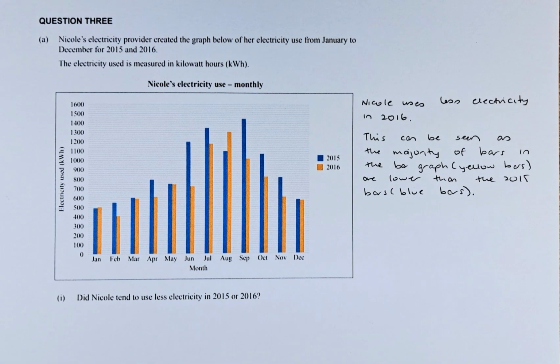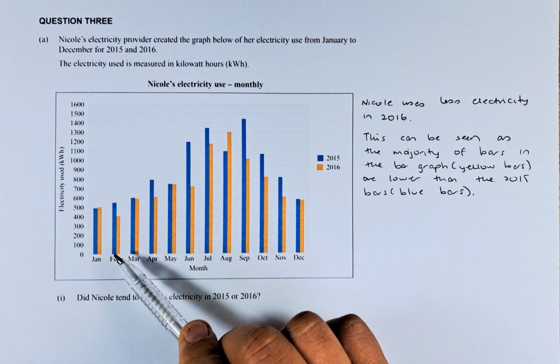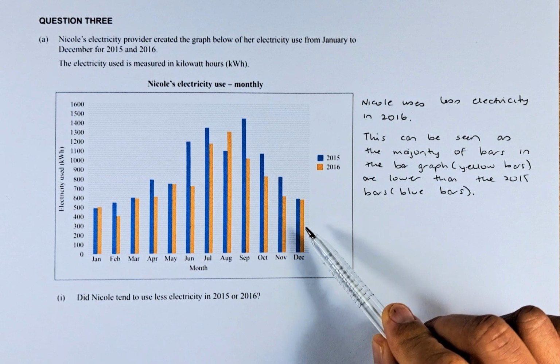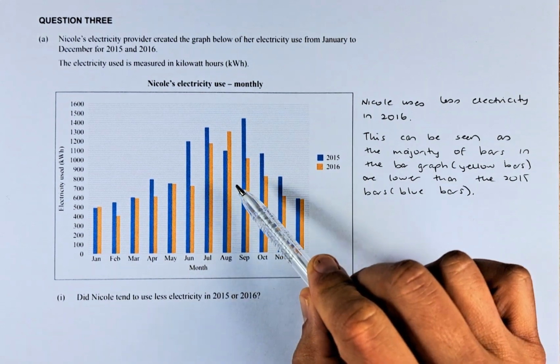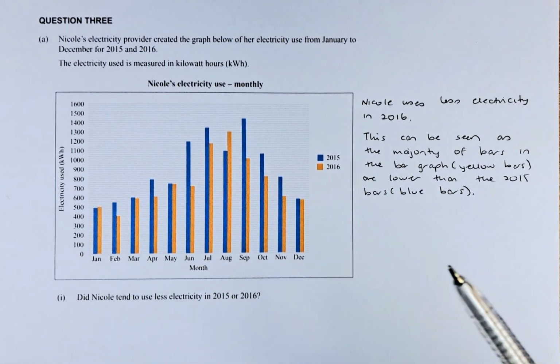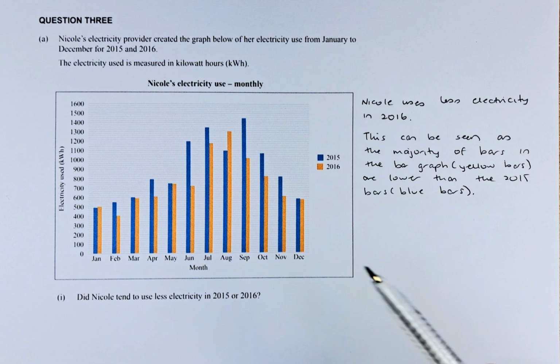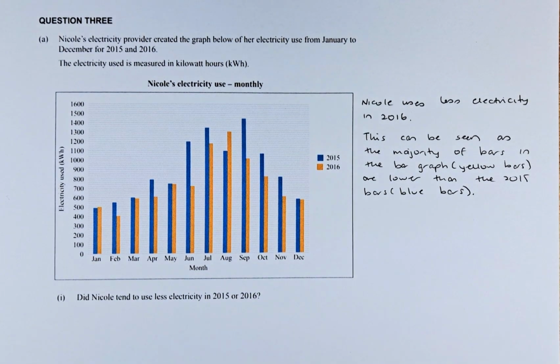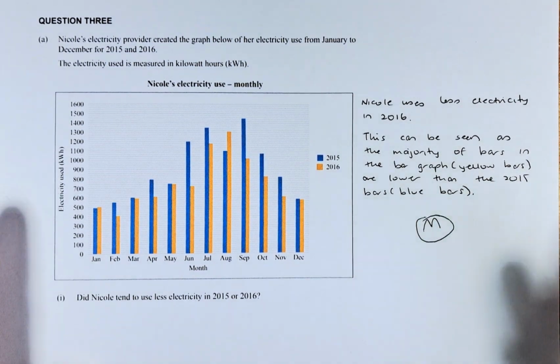The first question is straightforward. Did Nico tend to use less electricity in 2015 or 2016? So we shall compare. The blue bar graph, you can see, is always slightly higher than the yellow graph except in certain months, for example, in August and in January. So in this case, we can confirm that Nico uses less electricity in 2016, which is the yellow graph. This can be seen as the majority of the yellow bars are lower than the 2015 bars, which is the blue graph. You can answer that. That is an easy merit for this paper.